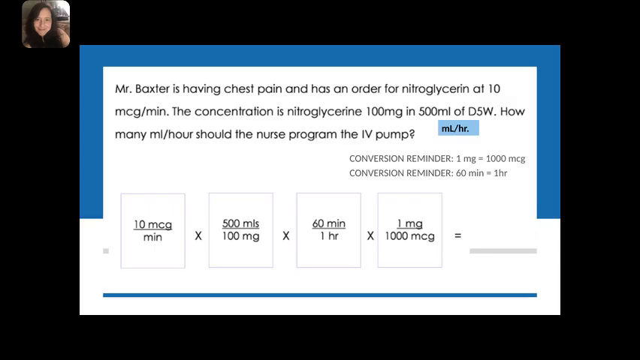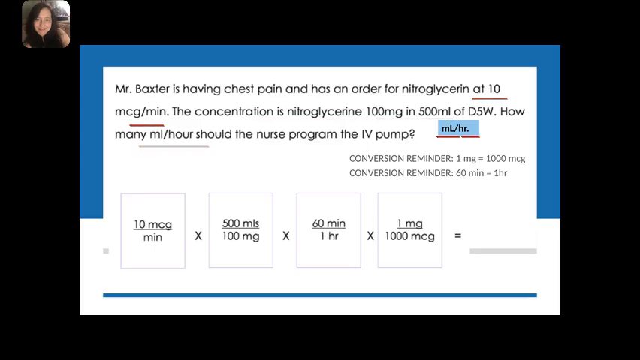We have an order for nitro at 10 micrograms per minute. The concentration of nitro is 100 milligrams in 500 mils. How many mils per hour should the nurse program the pump? So let's start with our prescription of 10 micrograms per minute. Now I'm going to solve for mils per hour.